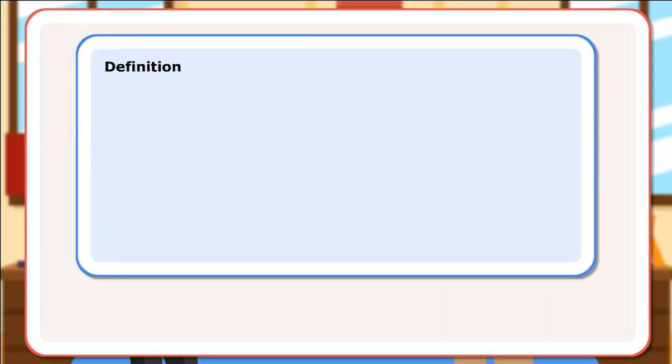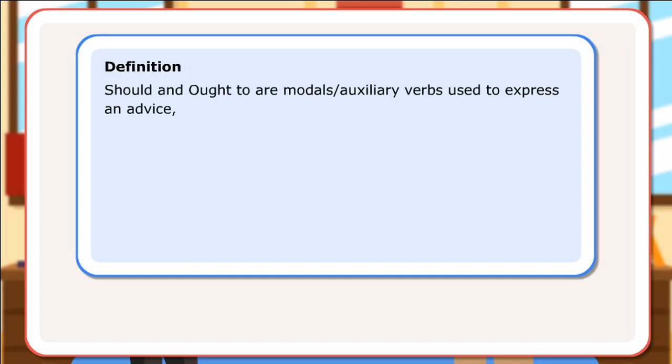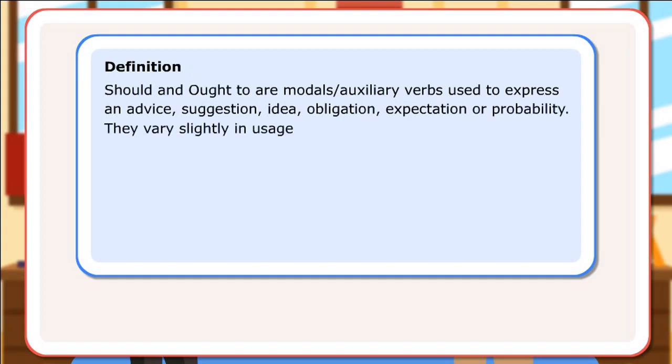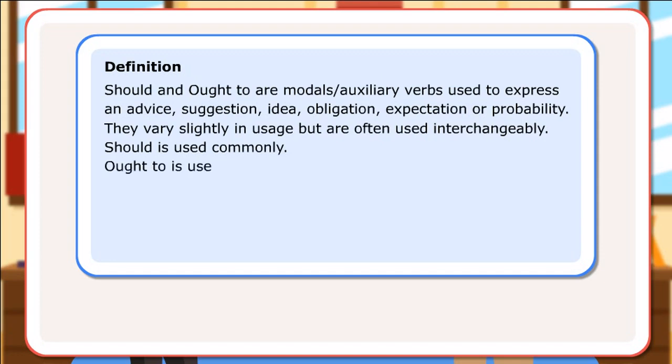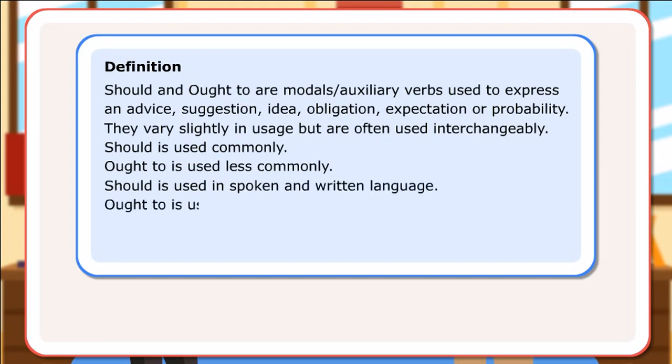Definition: should and ought to are modals, auxiliary verbs used to express advice, suggestion, idea, obligation, expectation, or probability. They vary slightly in usage but are often used interchangeably. Should is used commonly. Ought to is used less commonly. Should is used in spoken and written language. Ought to is used mostly in written language.